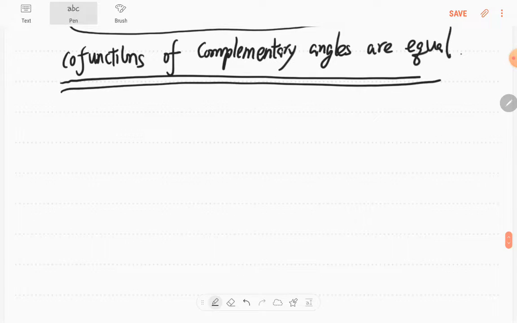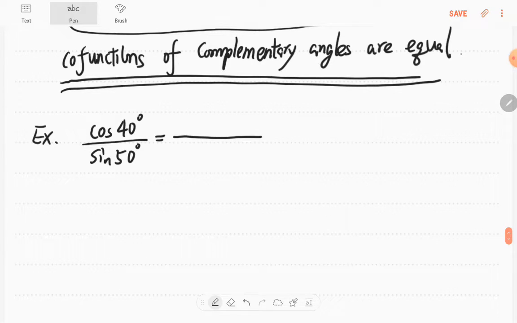Now we want to use this result to calculate cosine 40 degrees over sine 50 degrees. We know that cosine 40 degrees, using the cofunctions, the cofunction of cosine is sine, and its complementary angle is 50 degrees. So it's sine 50 over sine 50, which is 1.